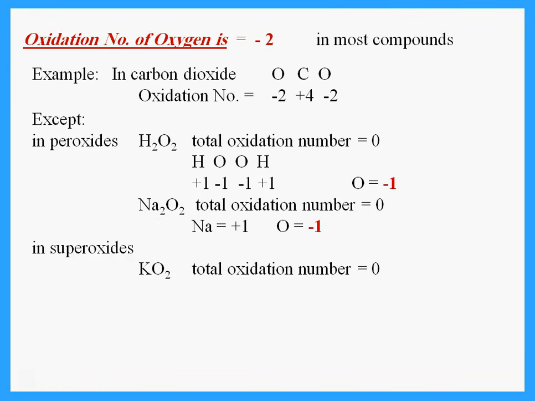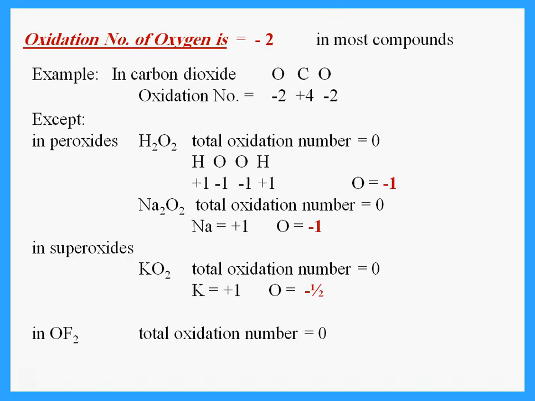Okay. Another exception is in what we call superoxides. Now, we know that group 1 forms more than one type of oxide, which we're going to study in a later chapter. So we have something called potassium superoxide. This is a neutral molecule, so the total should be 0. But potassium is in group 1, so potassium has to be +1. That means the two oxygens have to total -1, so each one will have an oxidation number of -1/2. Are we paying attention? So in peroxides, the oxidation number of oxygen is -1. In superoxides, the oxidation number of oxygen is -1/2.